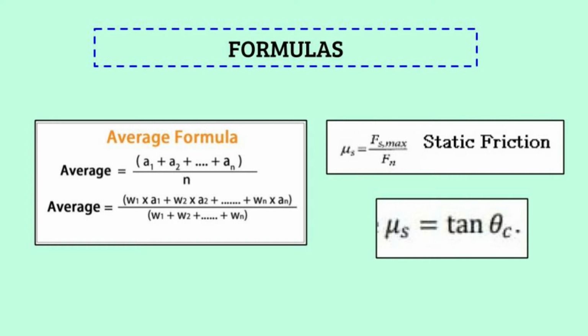To obtain the results, we use some formulas. The first one we used was the average formula, adding all the values and dividing by the number of values. In our case, it will be the sum of the angles of the 10 repetitions divided by 10, which is the number of angles, and we use it to obtain the average critical angle of the 10 tests.